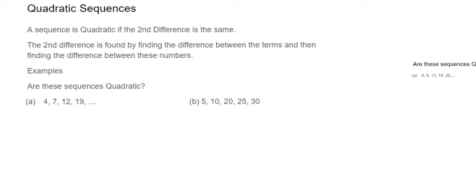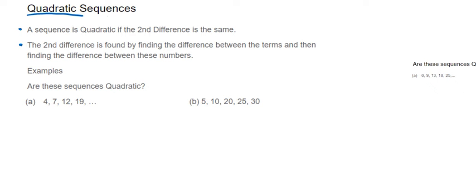Hi guys, so this is a video about quadratic sequences. A sequence is quadratic if the second difference is the same. The second difference is found by finding the difference between the terms and then finding the difference between these numbers. This idea of second difference you probably won't have seen before.